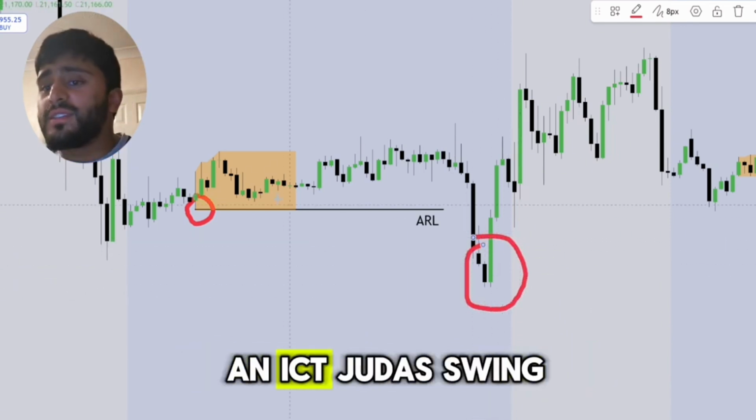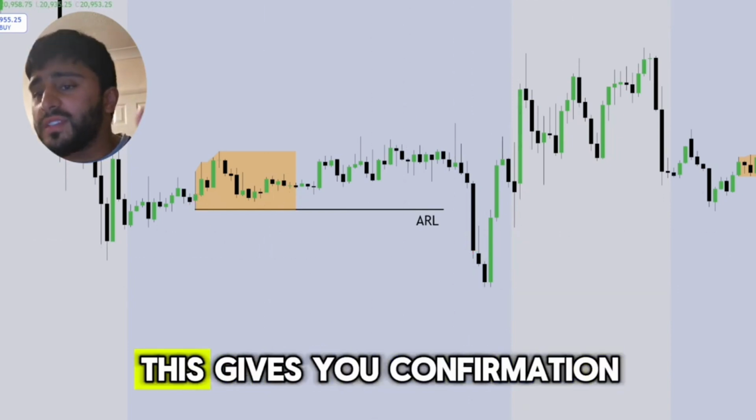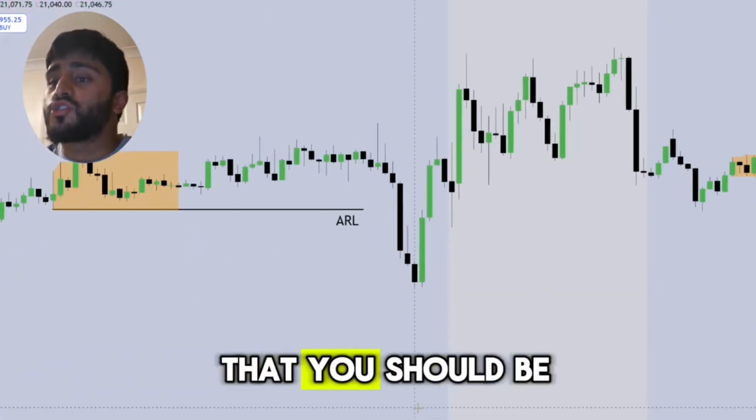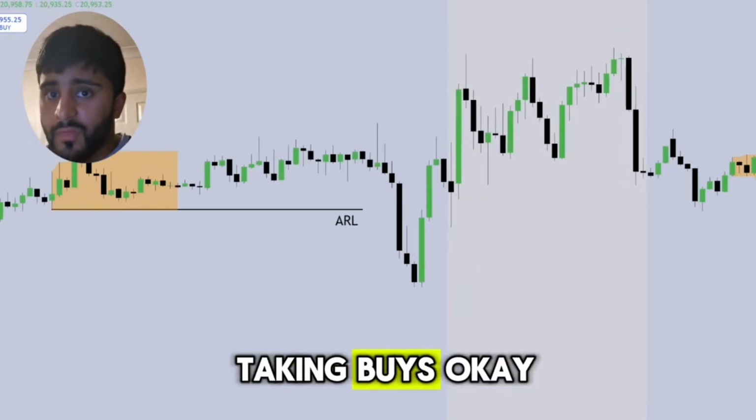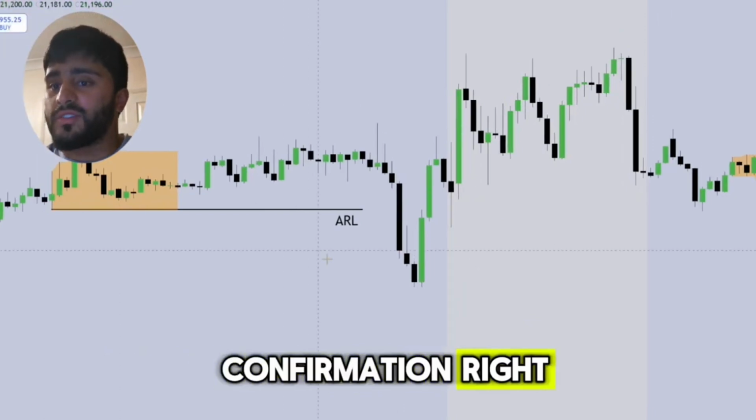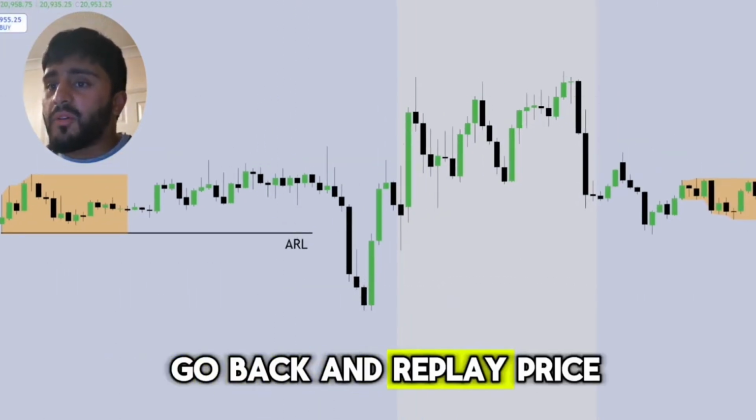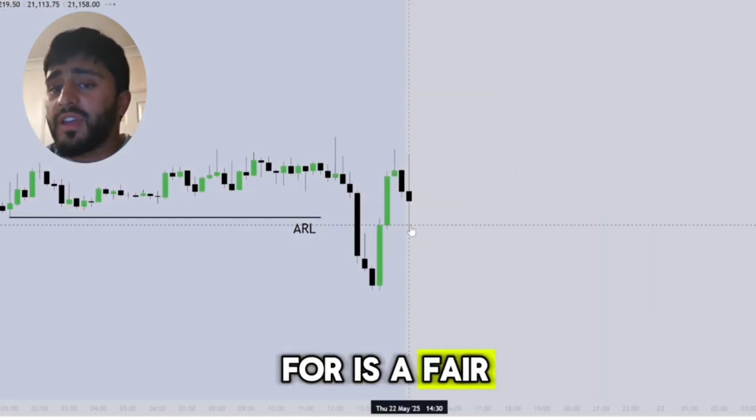So you're looking for an ICT Judas swing below the Asian range low. This gives you confirmation that you should be taking buys. Okay, this is just one confirmation, right? So now when we go back and replay price, what I typically look for is a fair value gap mixed in with the PO3.